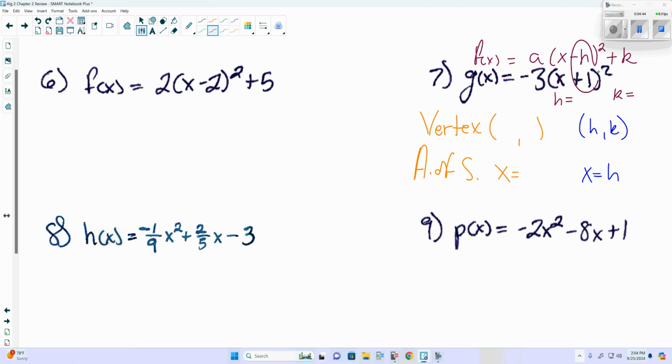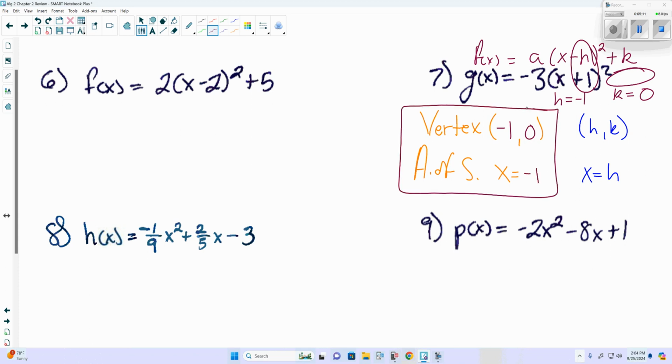H, coming from inside the parentheses, would be 1. But since it's plus 1 inside the parentheses and we're moving it outside of the parentheses, it would be negative when we flip the sign. Since there is no number being added outside the parentheses, k is 0. So h is negative 1, k is 0, telling us the vertex is (negative 1, 0). Axis of symmetry, x is equal to h. X is equal to negative 1.